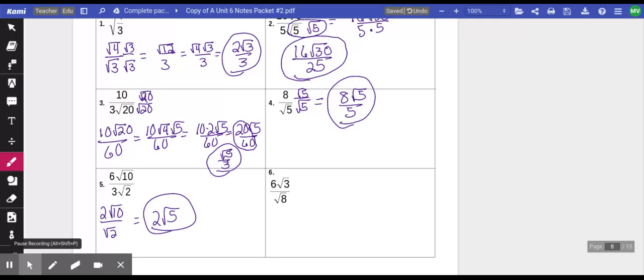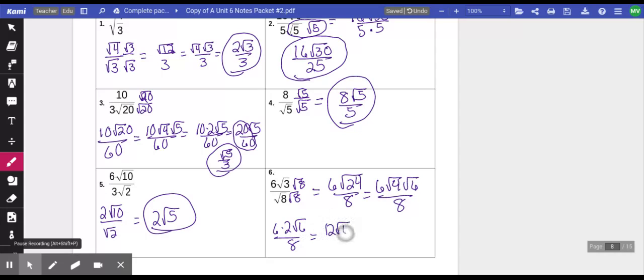Number 6, I have a radical in the denominator, so I multiply by radical 8 over radical 8, because I can't divide 3 by 8. So that's 6 radical 24 over 8. I need to reduce 24. There's a perfect square factor of 4. So that's 6 radical 4, radical 6 over 8. Square root of 4 is 2. So that's 6 times 2, radical 6 over 8. That's 12 radical 6 over 8. I can reduce 12 over 8. They both have a common factor of 4. So that is 3 radical 6 over 2.